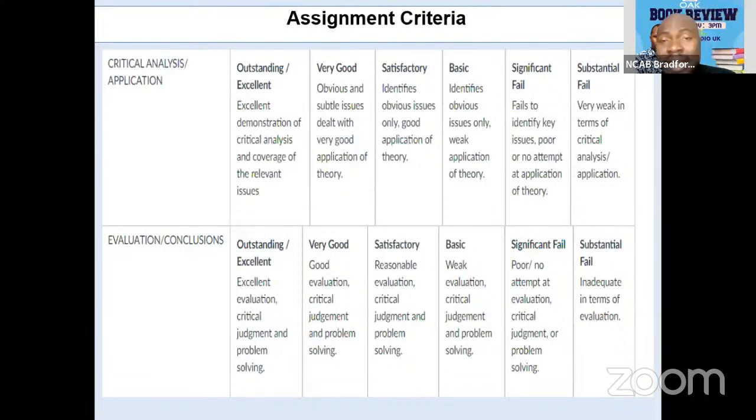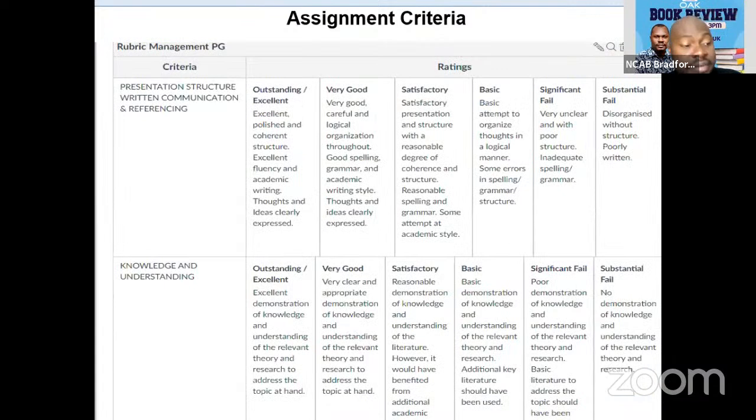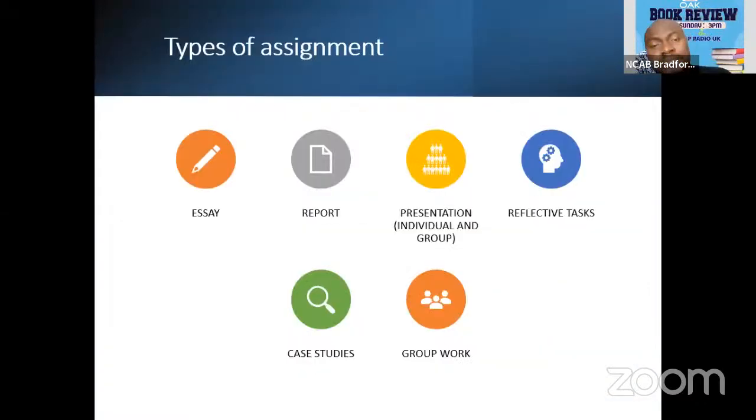You might be thinking they are nothing, that we're only bothered about the content. Yes, we are bothered about the content, but nevertheless, we want to see the structure. We want to see how organized you are as well. And that is why one of the criteria is the presentation, structure, writing, communication, and referencing. These are very important. Having said that, you need to study the assessment criteria for each of the assessments. Please go and study it. And for those who are at the University of Bradford, you can get that through Canvas.